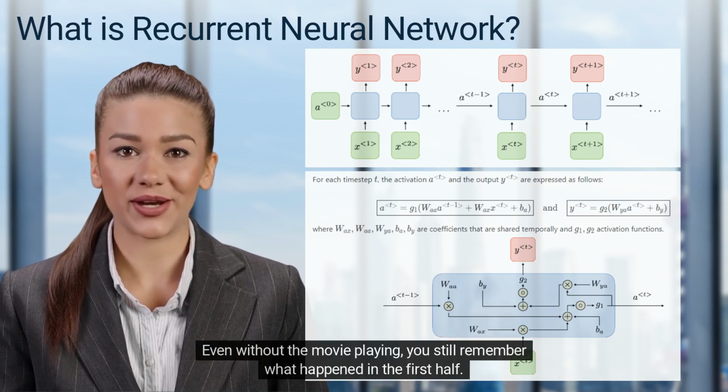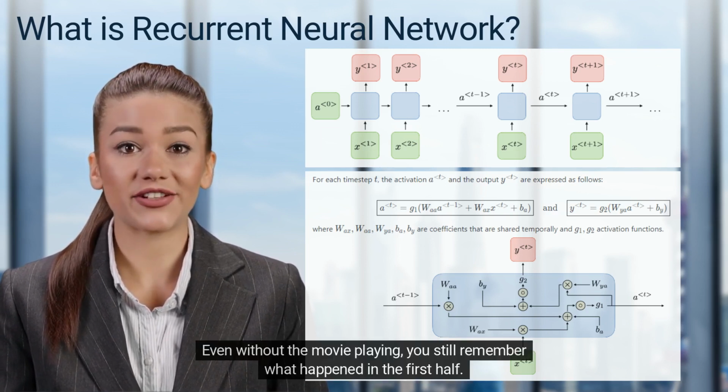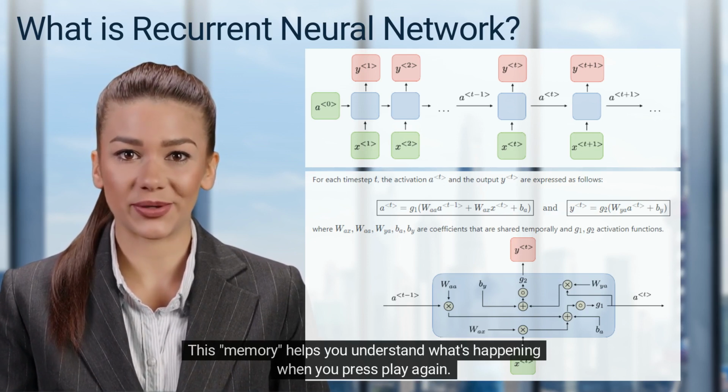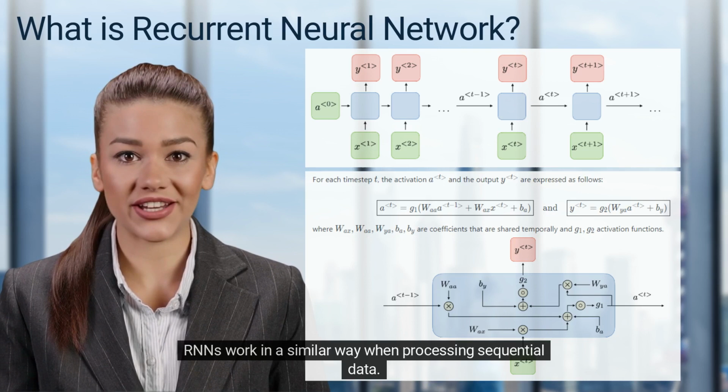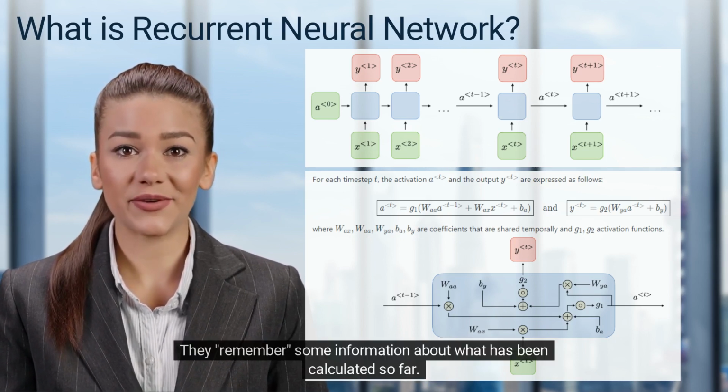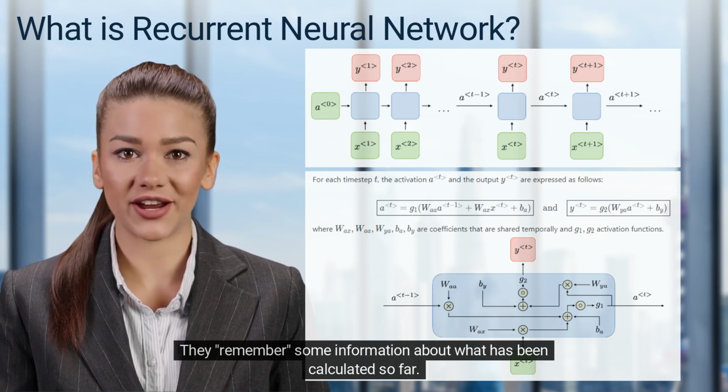Think of it like this: imagine you're watching a movie, and you pause it halfway through. Even without the movie playing, you still remember what happened in the first half. This memory helps you understand what's happening when you press play again. RNNs work in a similar way when processing sequential data. They remember some information about what has been calculated so far.